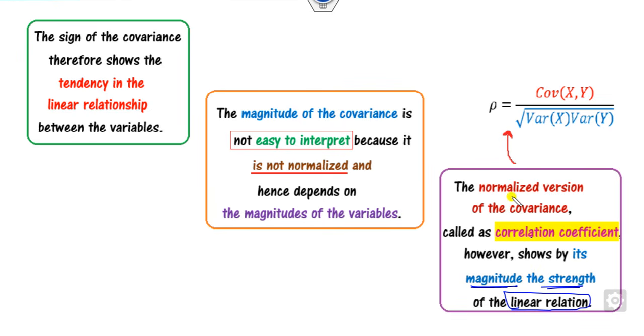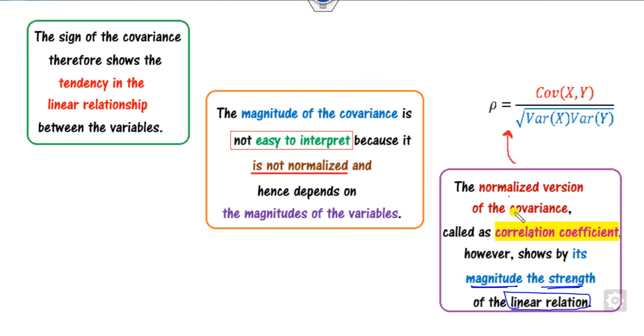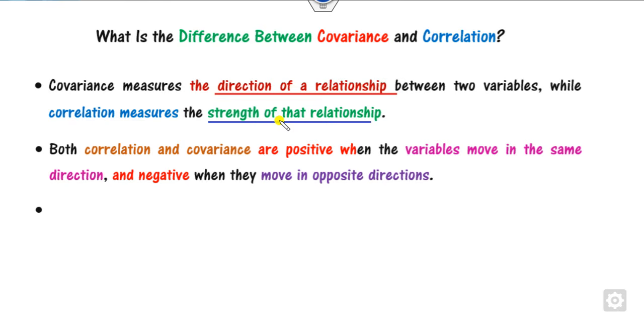Once we have seen that this is a normalized version, what is the difference between the covariance and the correlation? One difference is the normalization, but what is the physical difference between them? First of all, the covariance measures the direction of the relationship between the two variables. The meaning of direction is, if x increases, whether y increases or decreases. While the correlation measures the strength of the relationship, because it is normalized.